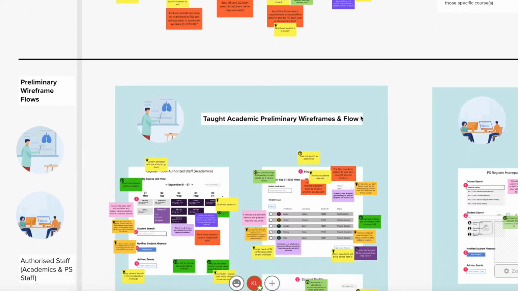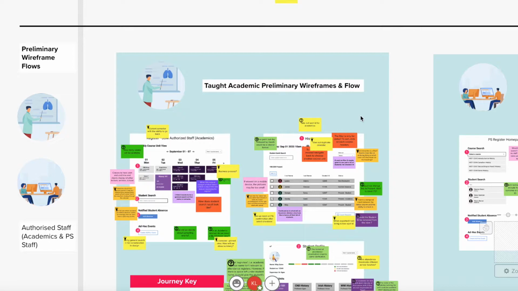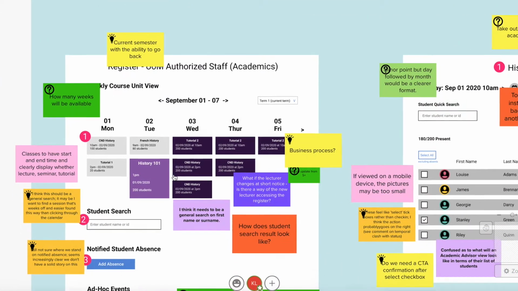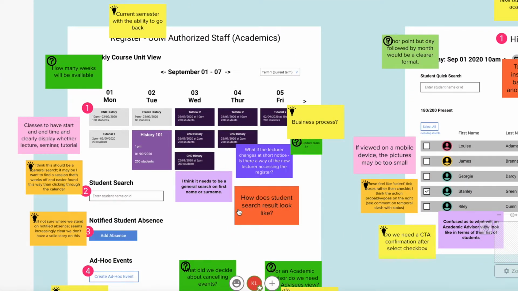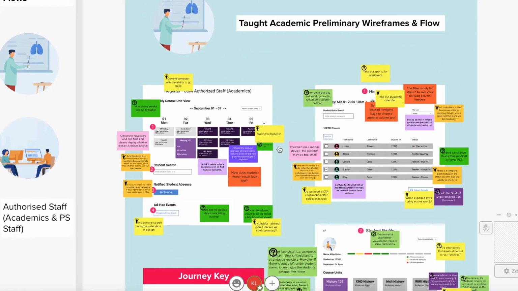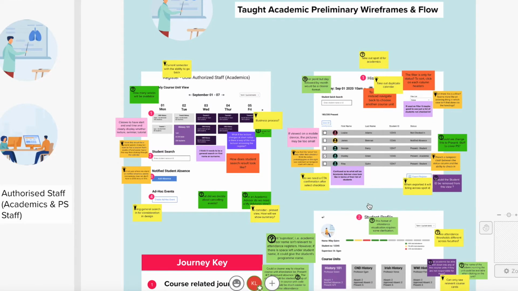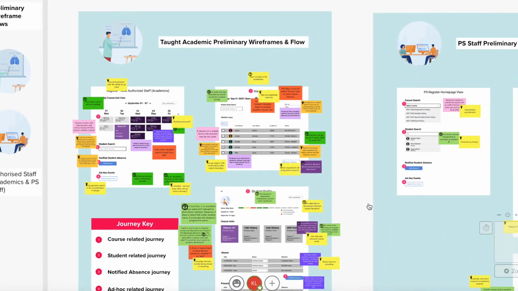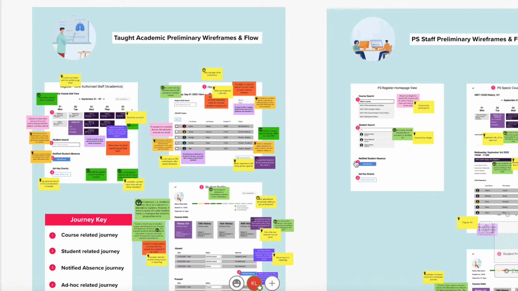And then our second activity, we looked at some of our early wireframes and we got people to comment on them. So for instance, we went through this taught academic preliminary wireframe and we had these early designs and we would get people to comment on them, and there was lots of really great discussion. And so we just went through a bunch of other screens and other preliminary mock-ups and had really interesting discussions. And then we also did the same for PS staff or admin staff.